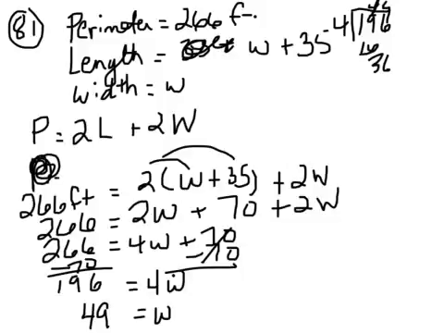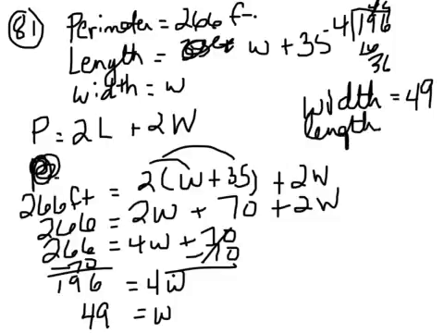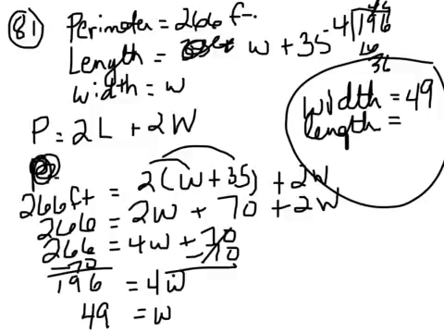So now if my width is 49, that's one of the dimensions, all I need now is to find the length. And I'll put my answer up here when I get it. Well, if you look up there, your length is just your width plus 35. So since the width is 49, I would just say 49 plus 35. And when you add that together, you get 84.